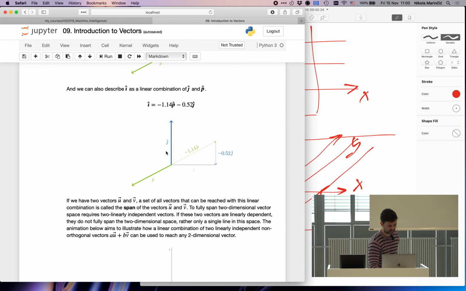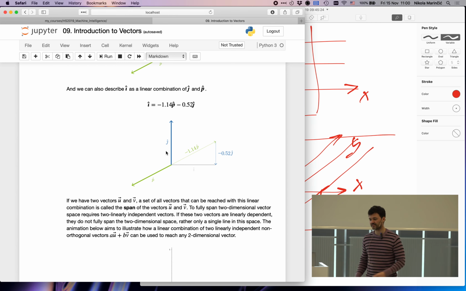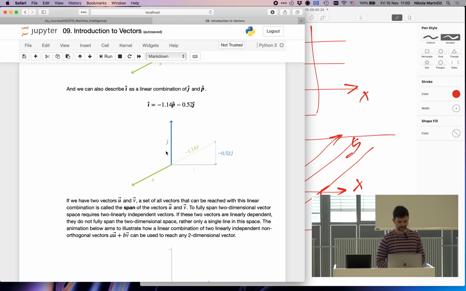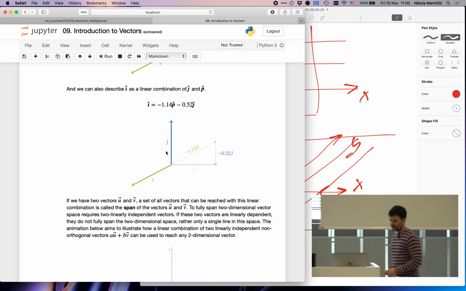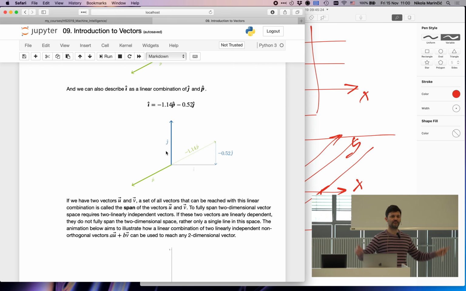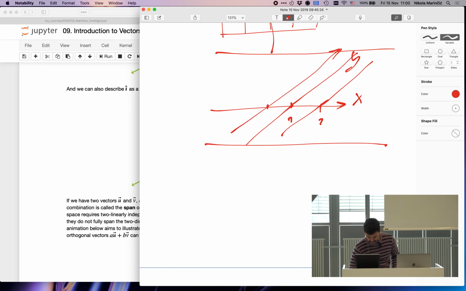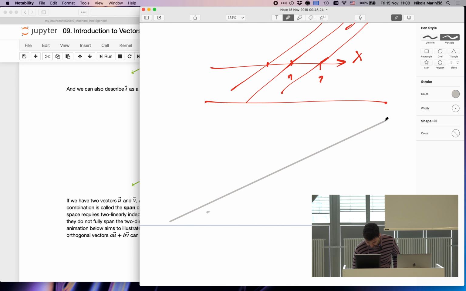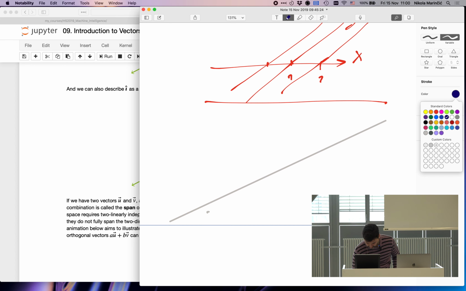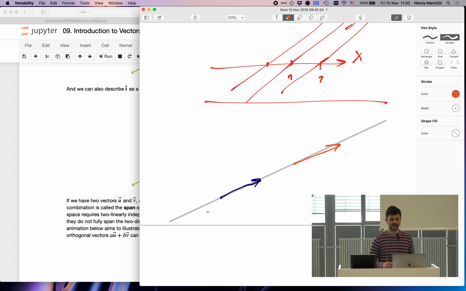And if you have two vectors, for example, now P and J, everything that you can reach with these two vectors is called the span of these vectors, yeah? And if you have two-dimensional space, then two vectors will span the full space, unless they are parallel to each other. If you have two vectors in 2D that lie on the same line, so this is the line, and you have one here, and you have one here, these two vectors are linearly dependent.